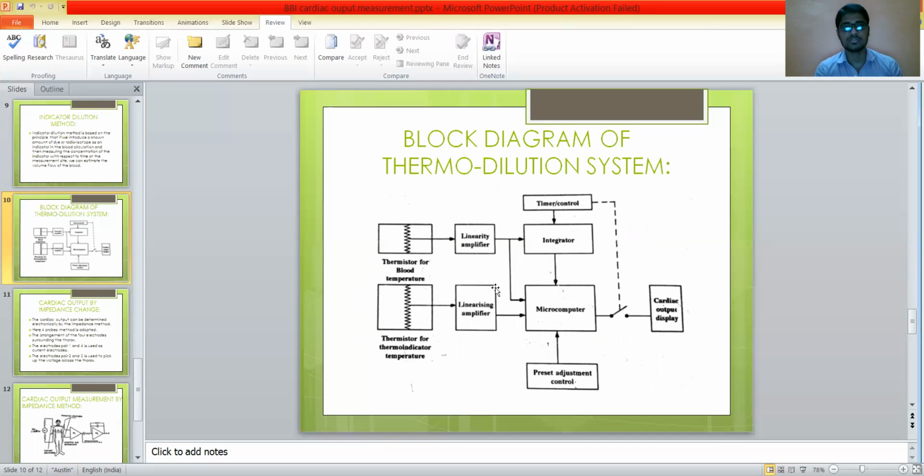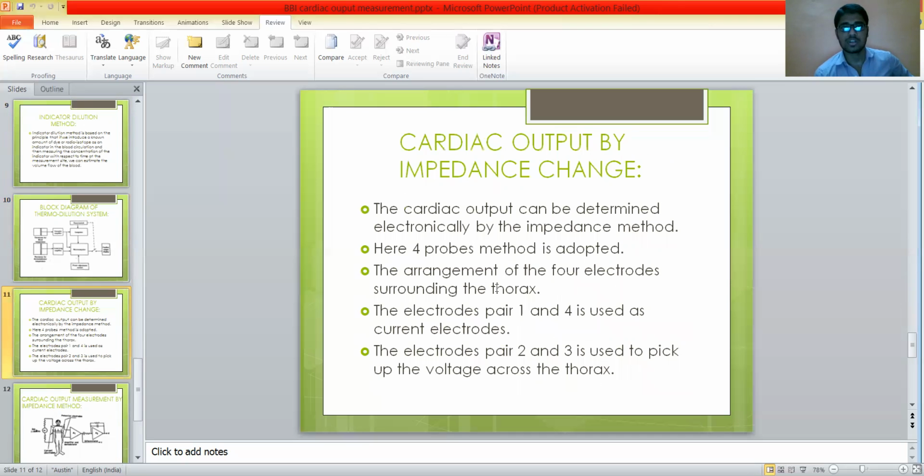Here we see a thermistor for blood temperature and a thermistor for indicator temperature, passing through the indicator and microcomputer. It is processed through a timer or controller, and we see it as a cardiac output display. So there are three methods here. The third method is cardiac output by impedance change.